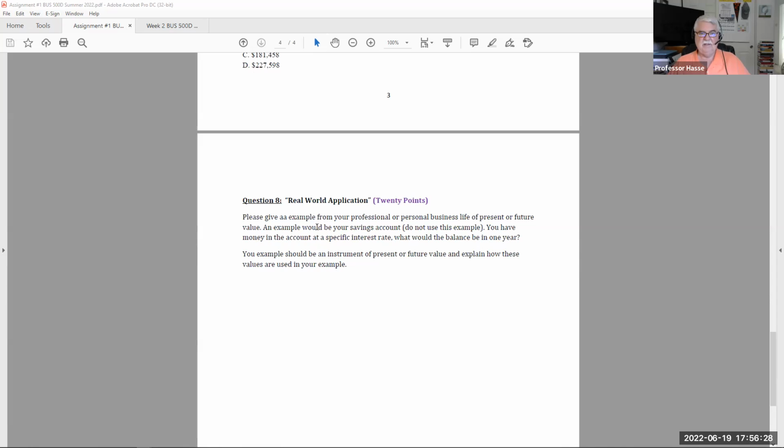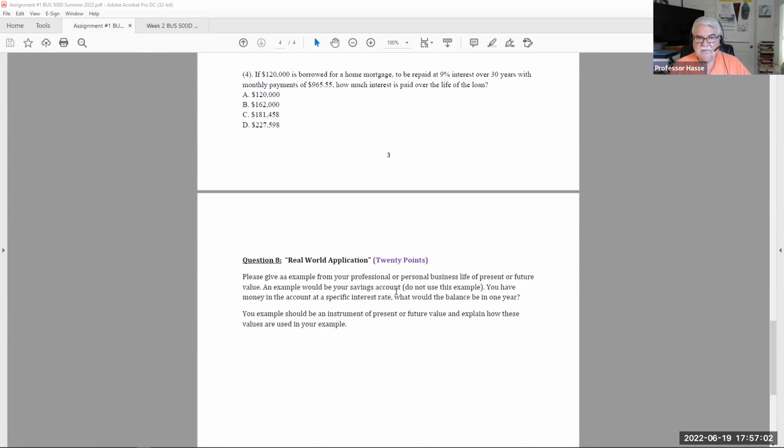This is an essay, maybe a page long. Give me an example from your professional or personal life of the present or future value of money. For example, a mortgage is an example of a present value of money. Through your mortgage you're calculating a monthly amount that you have to pay for the life of the payback of that borrowing. So give me an example and how it relates to time value of money in question 8. So that's the assignment.